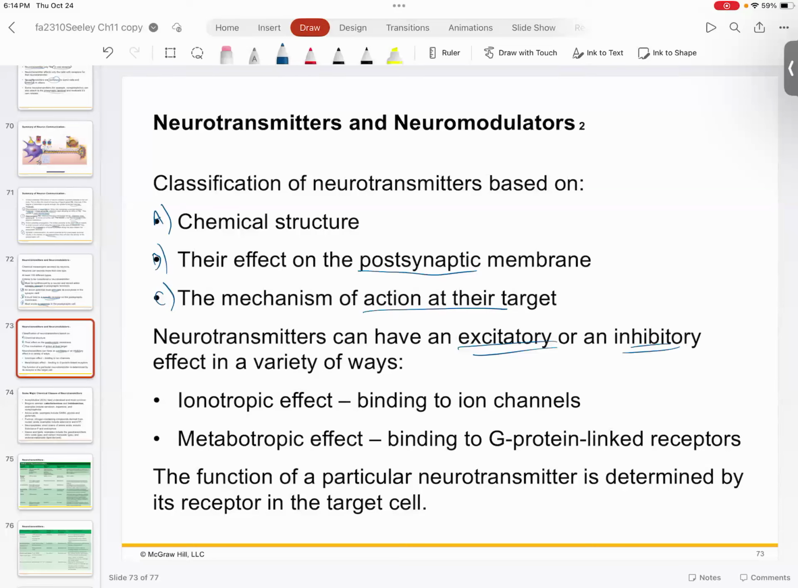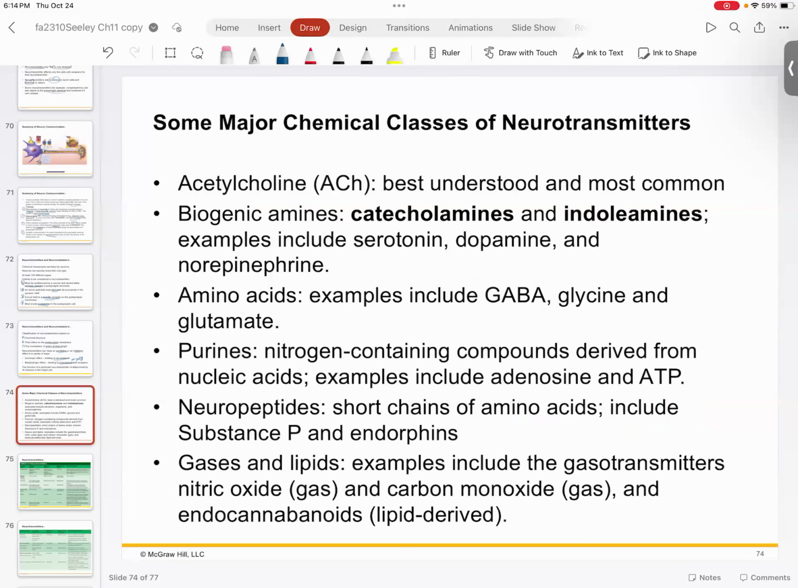When you take a look at this, they have a couple of effects. You have an ionotropic effect, which is where you bind to ion channels, like acetylcholine, as we saw there. Or you have a metabotropic effect, which is a G protein linked receptor. This results in what's called cell signaling, so you signal a cell to do something. What the actual neurotransmitter does is determined not by the neurotransmitter, but by the cell and what it designs its receptor to do.